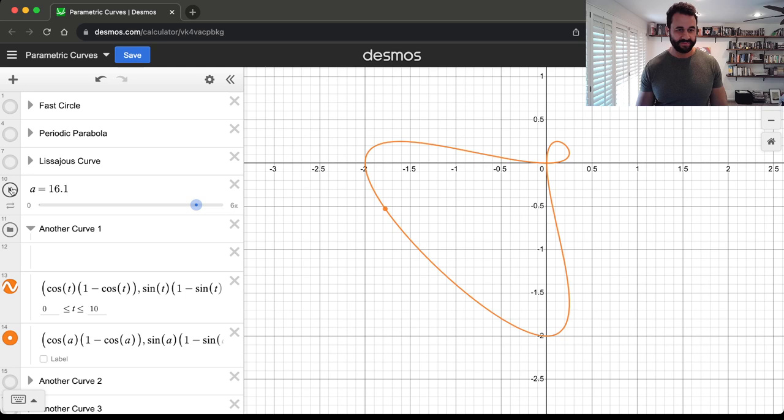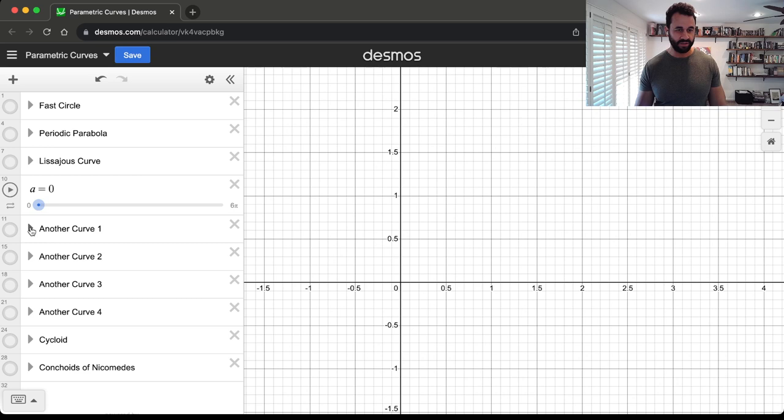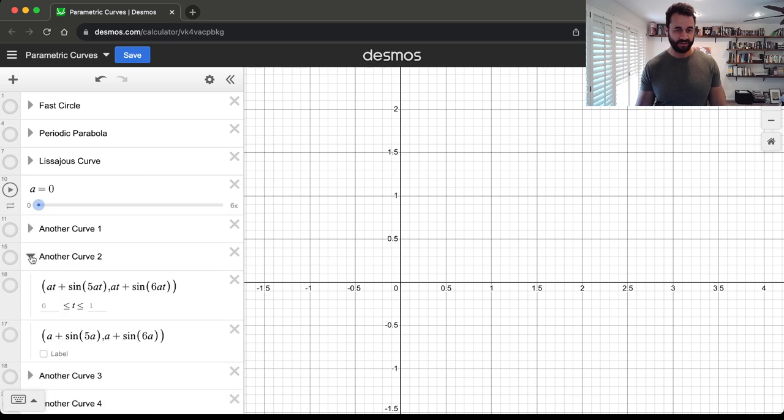Cute. All right, let's try another curve too. Oh, this one. I like this one a lot. This one's really cool. Okay, wait, I did one. Let's do two. Okay, so look at this one for a minute. It's t plus sine 5t and t plus sine 6t.